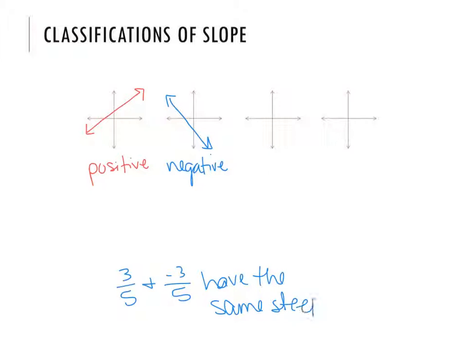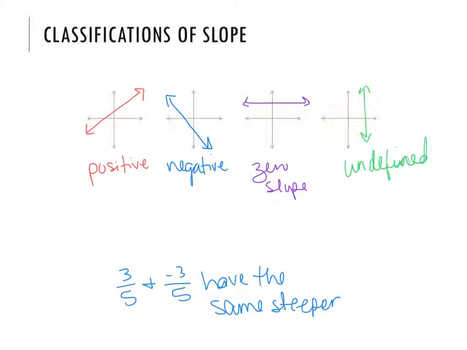It'd be the same as saying the slope on the front of your house and the slope on the back of your house. They can have the same slope, they're just slanted different ways. Next up, if you have a horizontal line, that has 0 slope. And the final one, if you have a vertical line, that has an undefined slope.